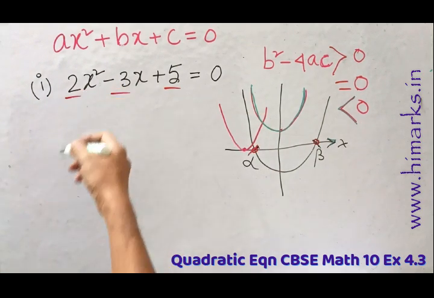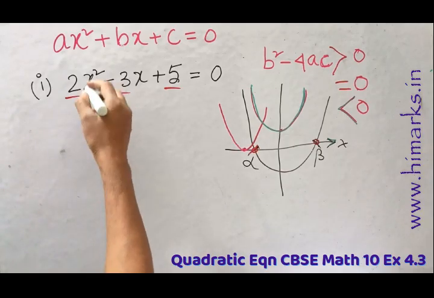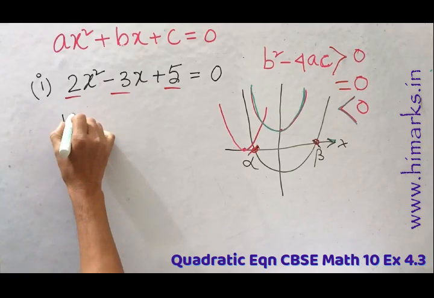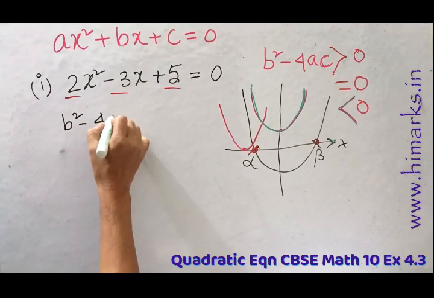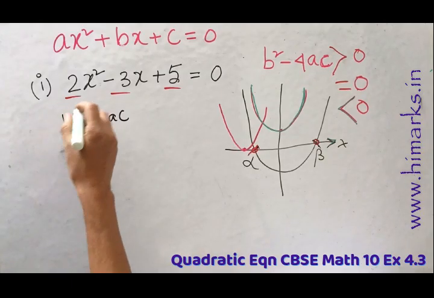Okay, these are the things we'll find out. So let us proceed to the calculation here. In this calculation, we'll say discriminant, b square minus 4ac. This is called the discriminant of the solution. So b square minus 4ac. So what is b here?